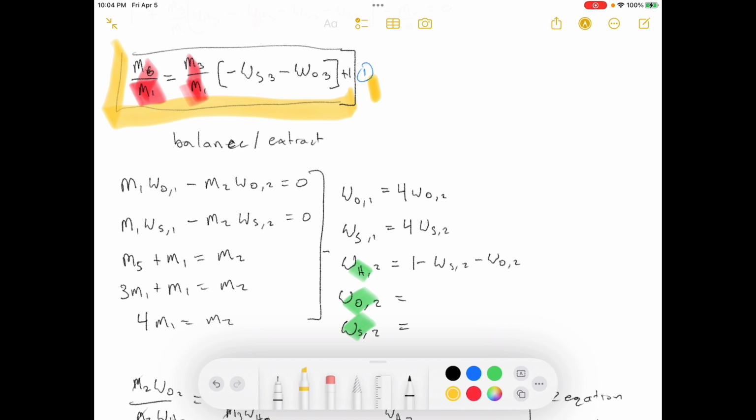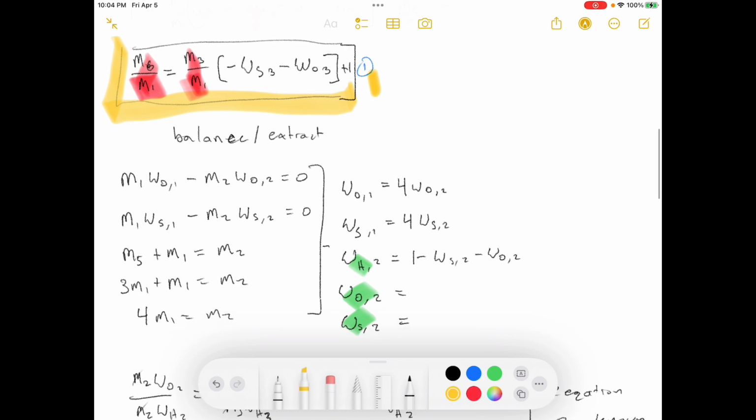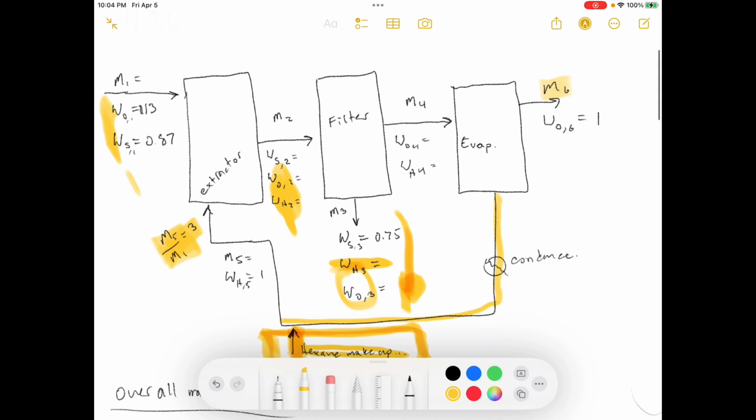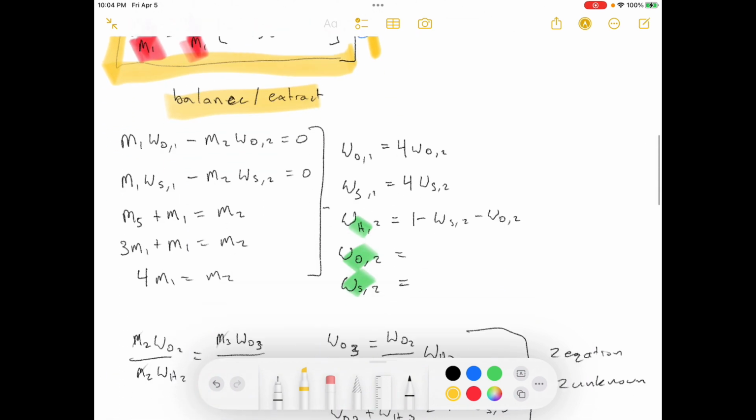Okay, so now let's switch over to doing a balance around the extractor so that we can figure out some of our other mole fractions. So we know these mole fractions going in. We want to calculate what the mole fractions are coming out, okay? So all of our sub 2 mole fractions.